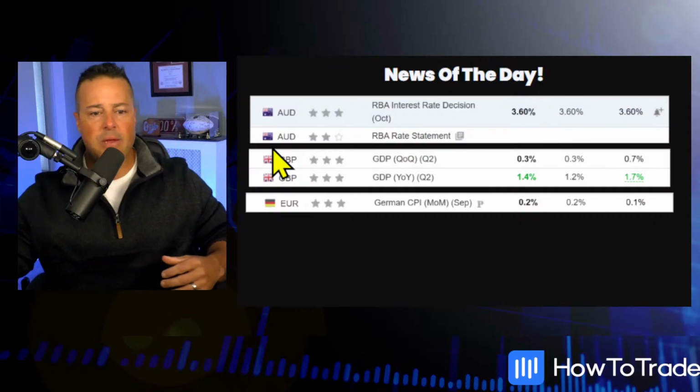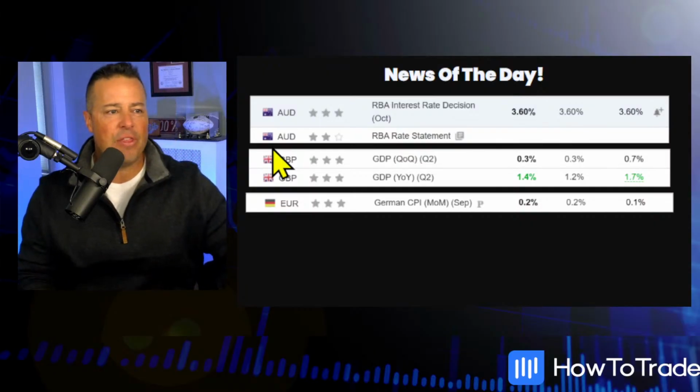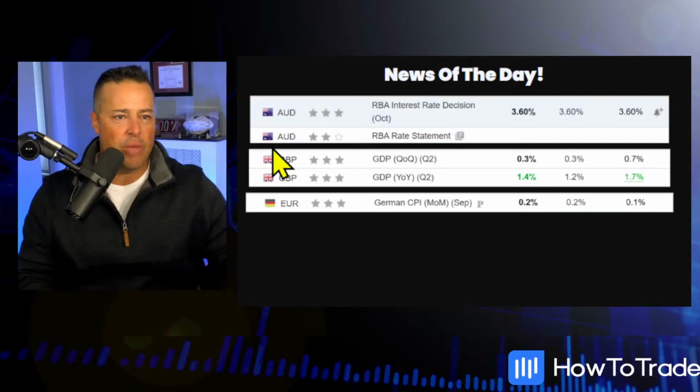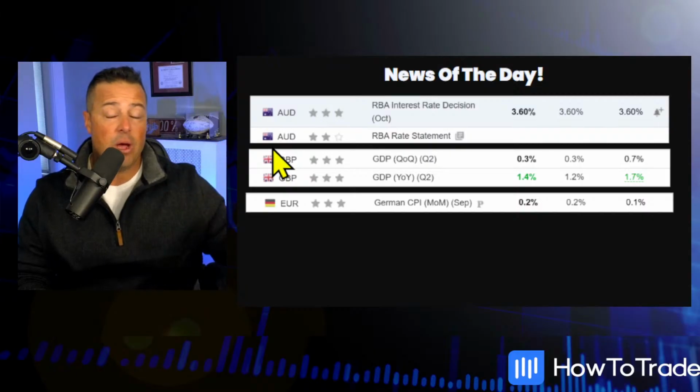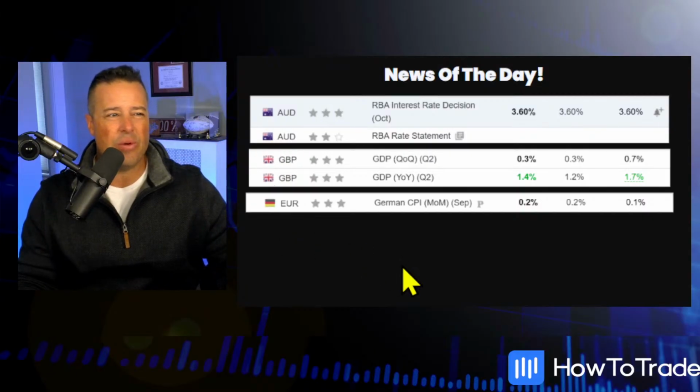So for right this minute, we've got a couple of things that hit the board during the overnight. GDP for Great Britain, UK. The UK GDP came in at 0.3%. That was as expected. Year over year came in at 1.4%, which was above expectations, but down a little bit from the previous release. So nothing really too huge there.